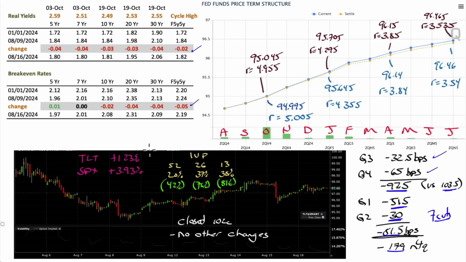TLT had a good week, up 1.23. SPY or SPX, SPY, 3.93. Implied volatility disappearing. I closed my 102 calls. I leave them open. I've made no other changes on TLT at this point.